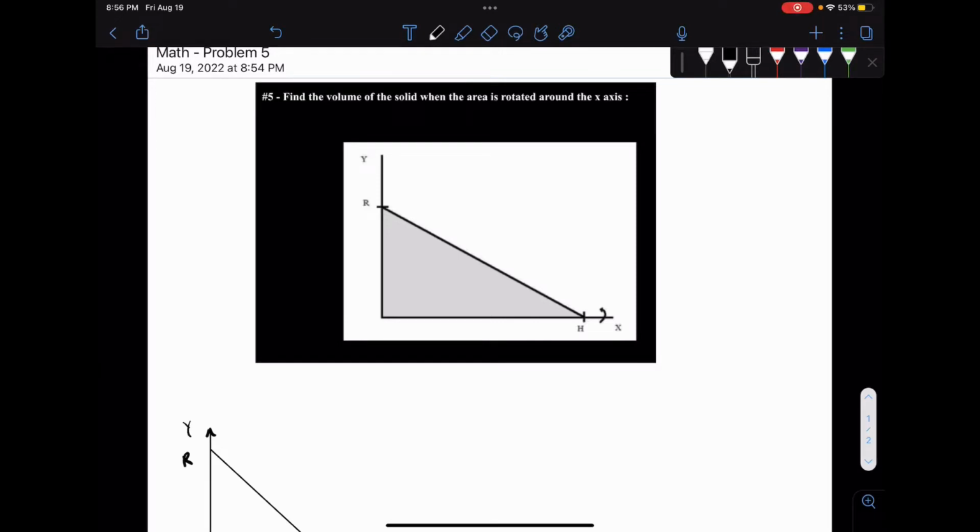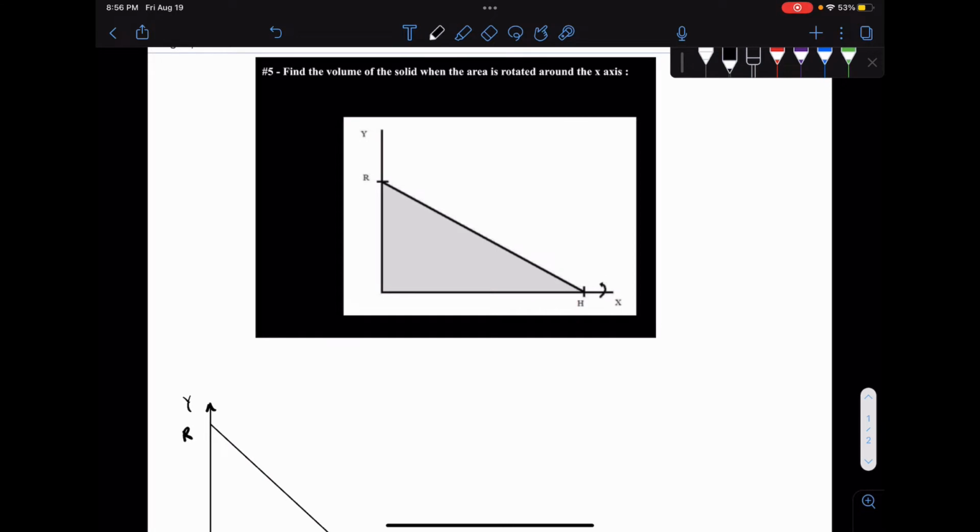Number 5, they give us a straight line graph, and just like some of the problems before, we've been asked to find the volume of this solid when you rotate around the x-axis, which we've done before in a couple of the problems. So you might be thinking, oh, this is really easy. But they don't give you a slope of the line or an equation for the line or anything like that.